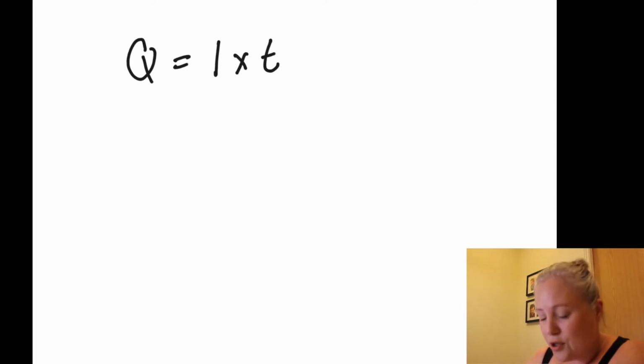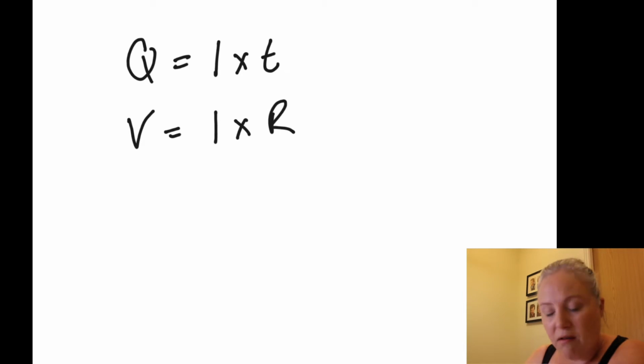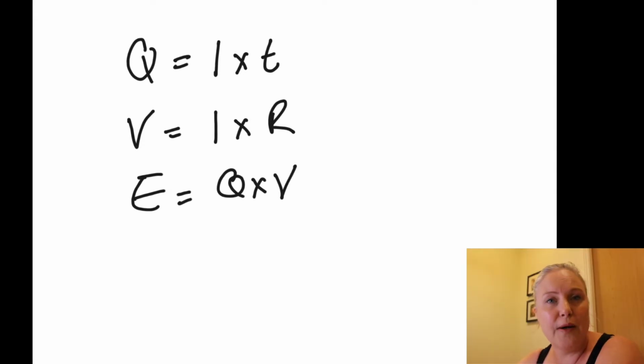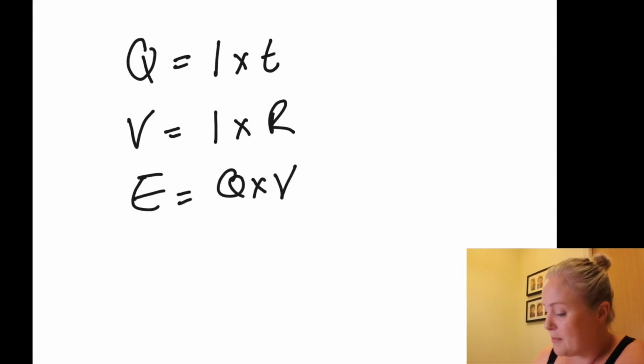So the three equations we're going to use today are Q equals I times T. We're also going to use V equals I times R and E equals Q times V. So we've got three equations that we're going to use, but what do all the letters mean?